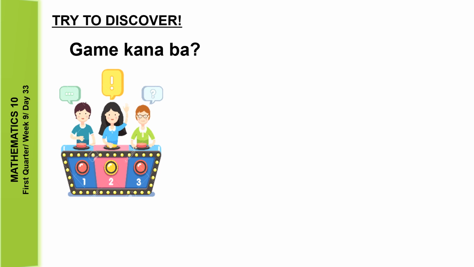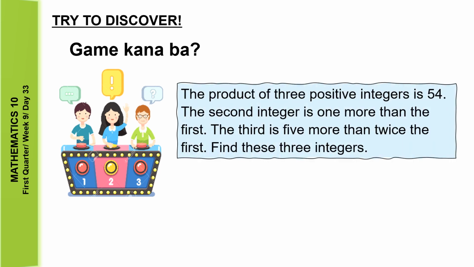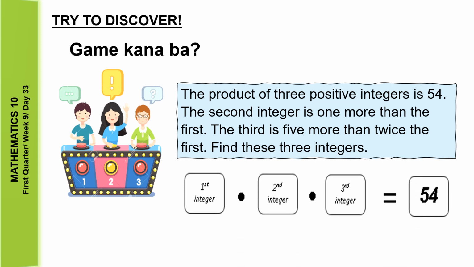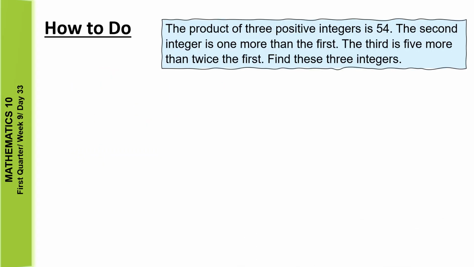Here is the question. The product of three positive integers is 54. The second integer is 1 more than the first. The third is 5 more than twice the first. Find these three integers. There are a few steps to solve the problem.